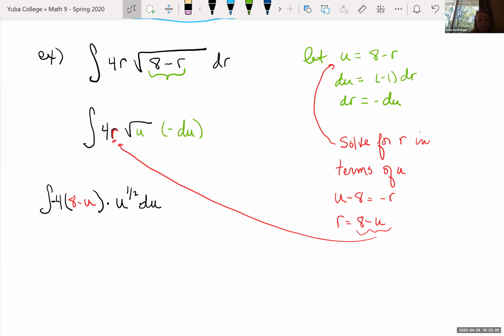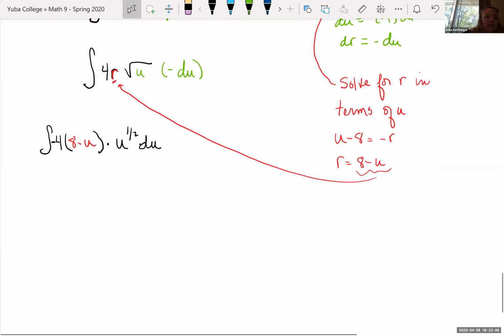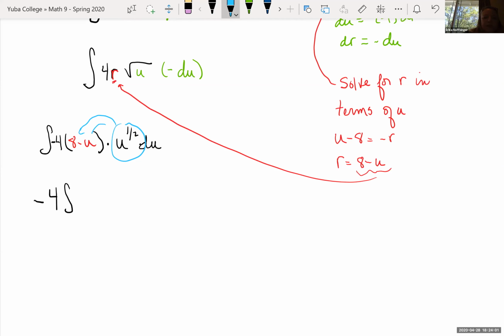So we technically can pull that negative 4 out in front of the integral if we want. It's still not quite in the form that I can integrate. It is in terms of u, but I notice that if we distribute that u to the 1/2 over the 8 minus u, then we can integrate it. So let's pull the negative 4 out in front of the integral, and then let's distribute u to the 1/2 to each term inside the parentheses.